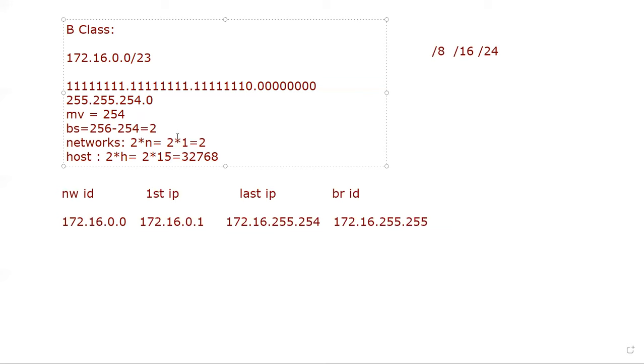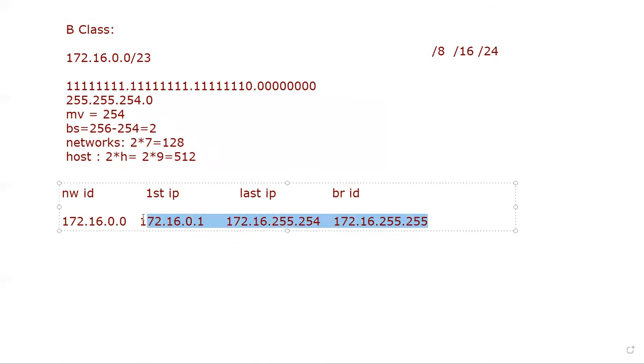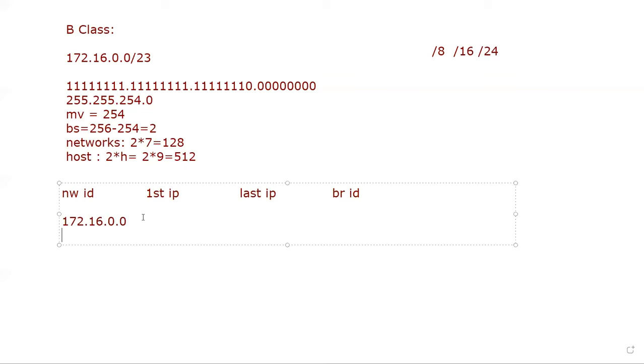Number of networks: 2 raised to power 7, because 16 is the fixed bits and 7 bits we have borrowed. So 2 raised to power 7 is equal to 128 networks. How many hosts will be there? 2 raised to power 9, because 1 0 is there, 8 0 is there. So in one network, your hosts are 512. Yeah, that's good.